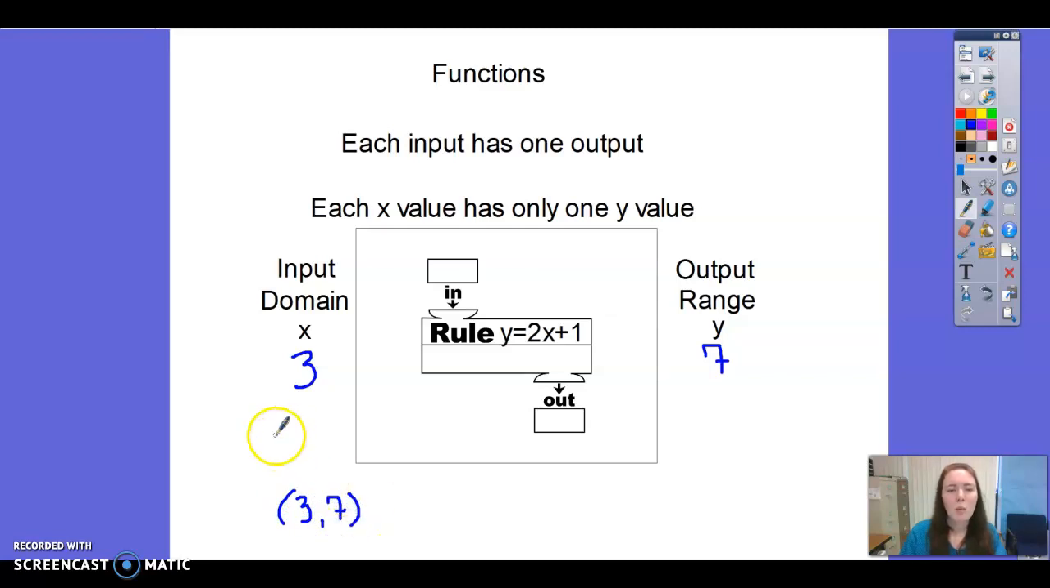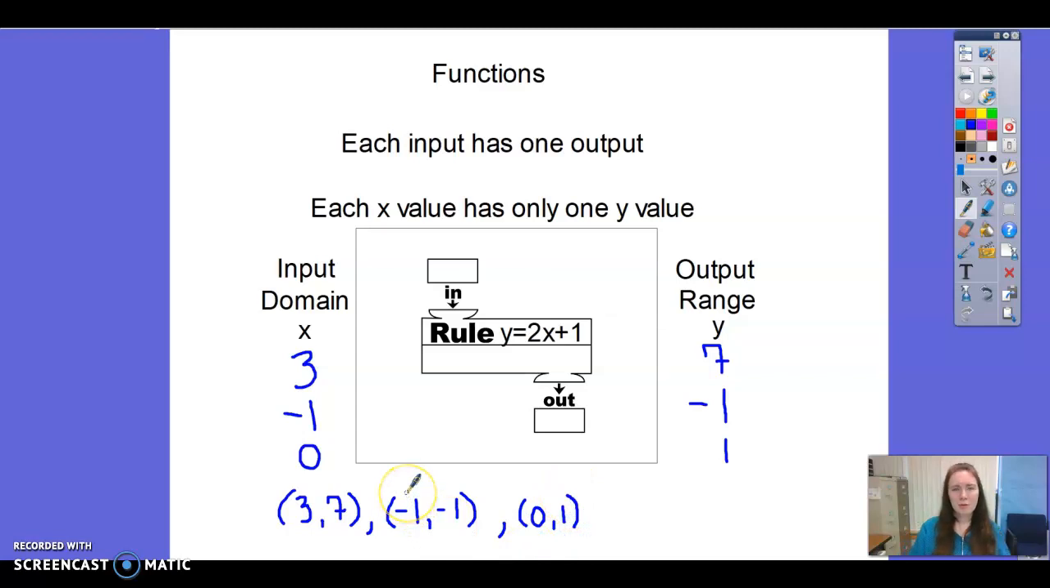That works out great. What if I have an input of -1, or my domain or my x value is -1? Well, then I put in a -1 and I'm just plugging in. 2 times -1 is -2, plus 1 is -1. So my output is -1. Now notice that this number and this number is the same. That's totally fine. So I could also write it as (-1, -1). What about the number 0? Let's say I plug in my 0, or my input is 0. 2 times 0 is 0, plus 1 equals 1. And I could write that also as a coordinate point, (0, 1).